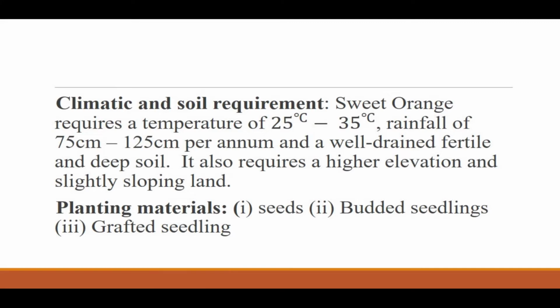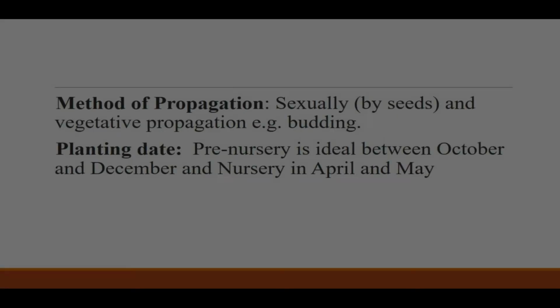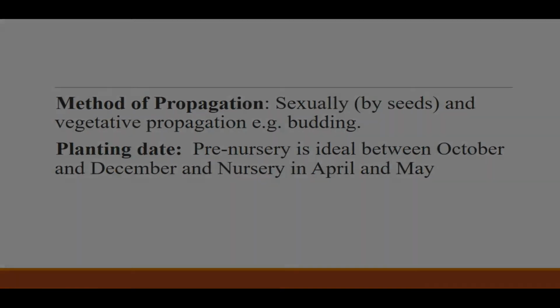What are the planting materials? We make use of the seeds, we make use of the budded seedlings, and we make use of grafted seedlings. What are the methods of propagation? Propagate them sexually by seeds, and vegetative propagation, which is by budding. What is the planting date? Pre-nursery is ideal between October and December, and nursery in April and May.